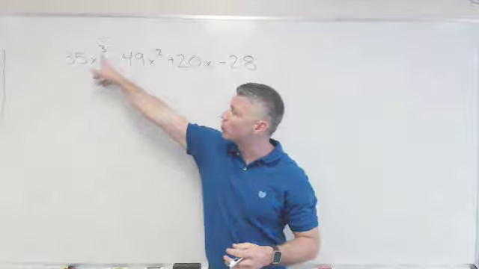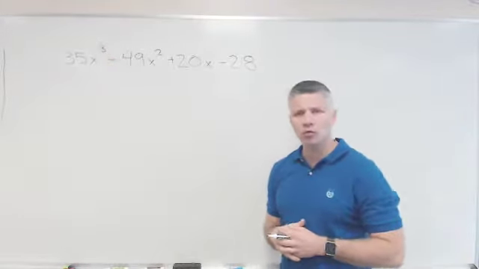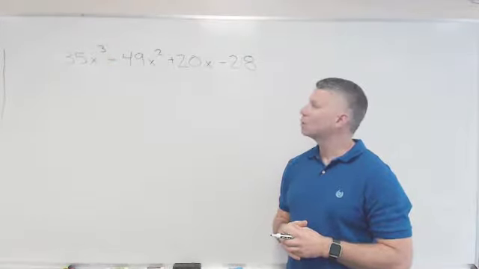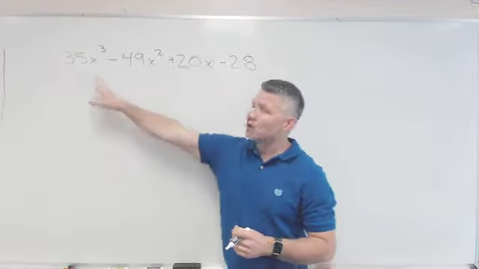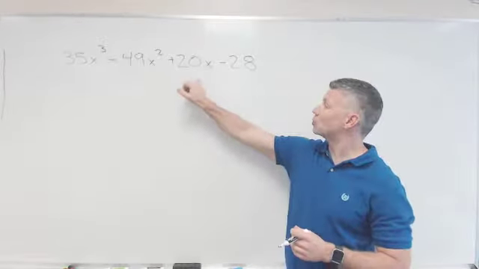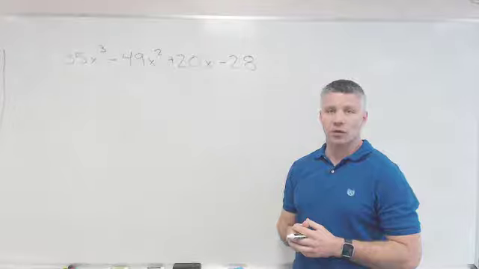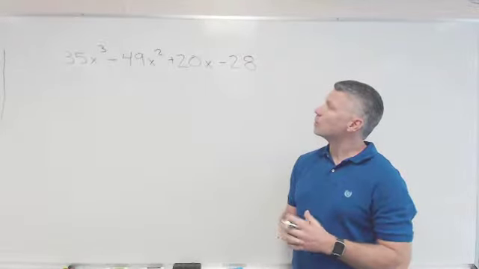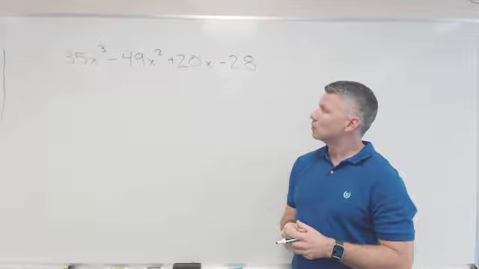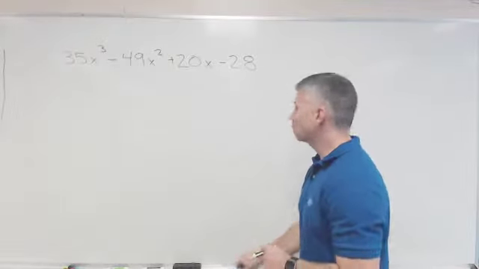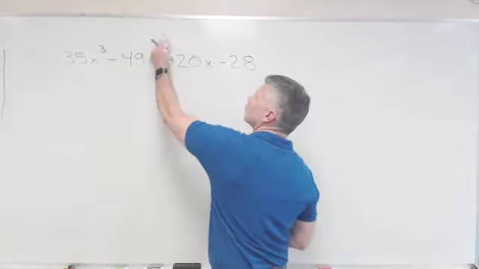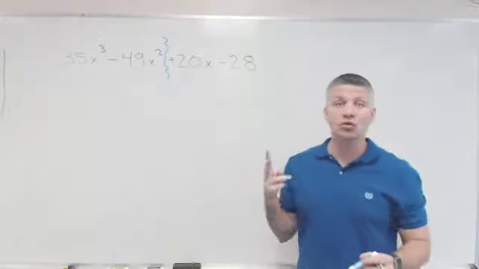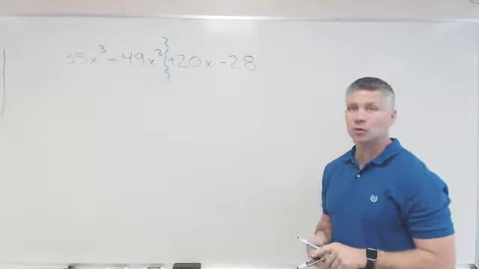First, we have a cube. We have not done a cubed polynomial yet. But we also notice we have 4 terms. And we have not done a 4-term polynomial. So how are we going to factor this? The first thing we're going to do is think of this as 2 separate problems.